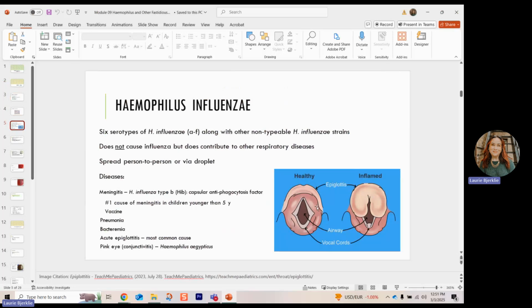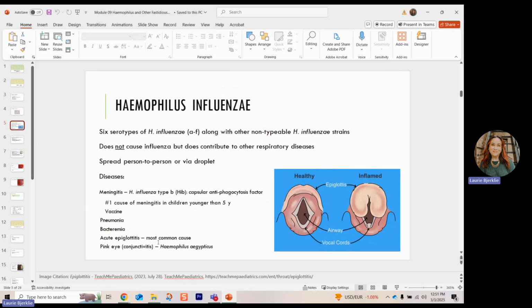You can see in this picture a healthy version versus what the inflamed version looks like and how much it covers up everything there. So you can see how that is very problematic as an infection. Now, there are other bacteria that can cause acute epiglottitis, like Staph aureus and others, but the most common cause has always been Haemophilus influenzae.